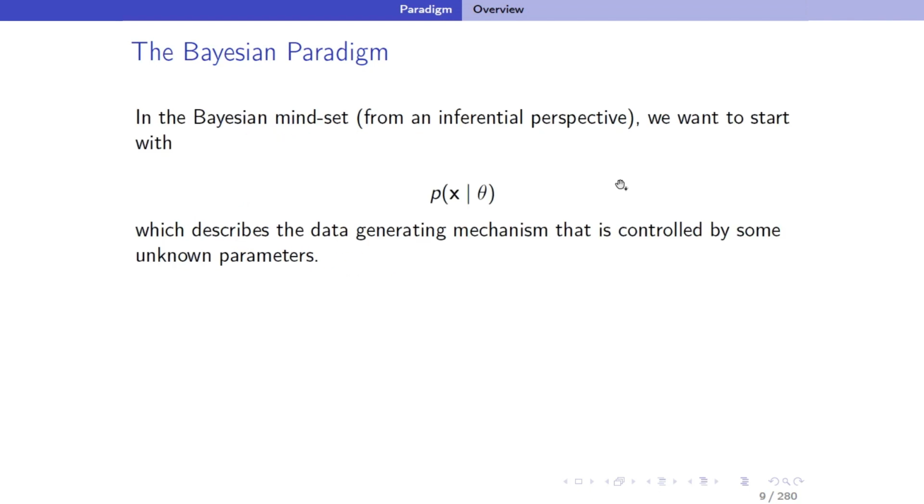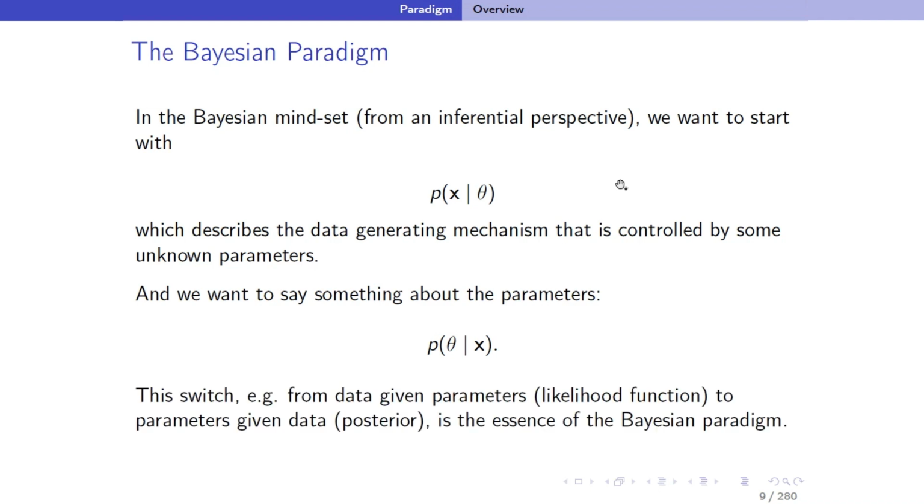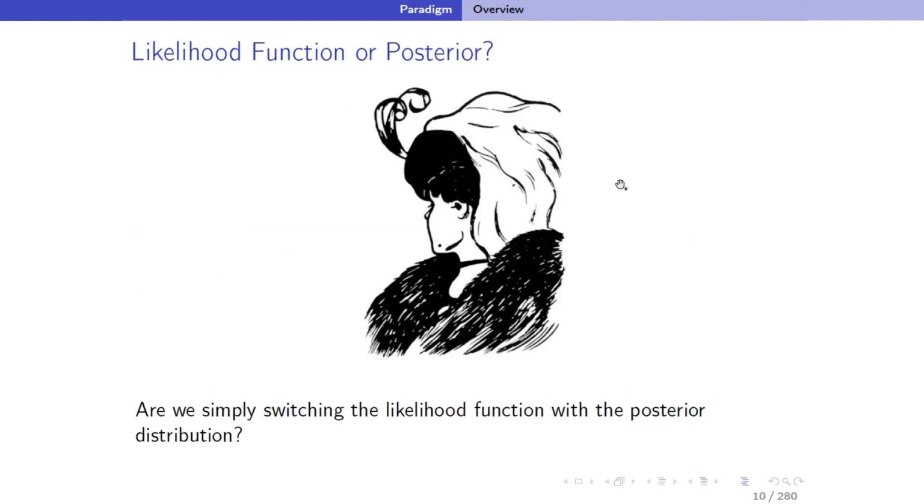So the Bayesian mindset is that we want to start with this distribution or likelihood describing the data generating mechanism that's controlled by some unknown parameter, and we want to say something about the parameter itself. So it's a switch. Given theta, we have X, but we want to say something about theta given what we have observed. And the switch from data given parameter, the likelihood function or the sampling distribution, to the parameter given data, which we call the posterior distribution, is the essence of the Bayesian paradigm.